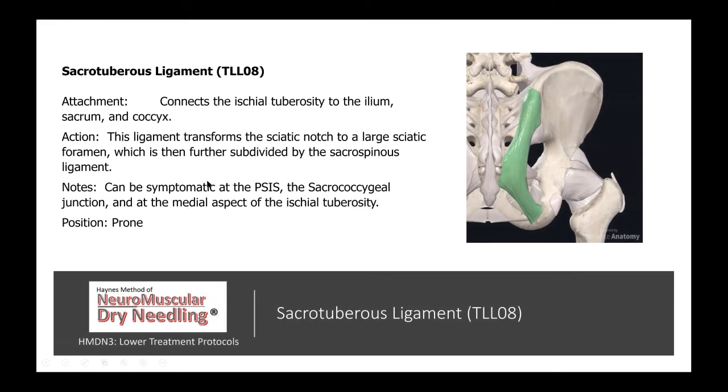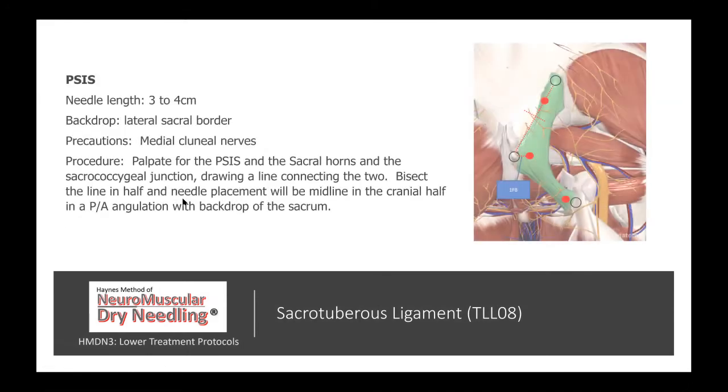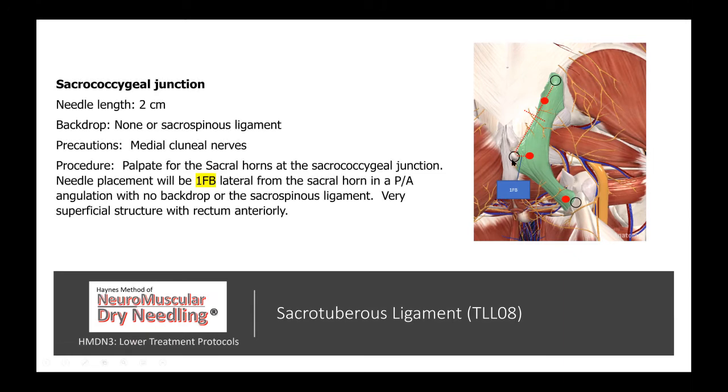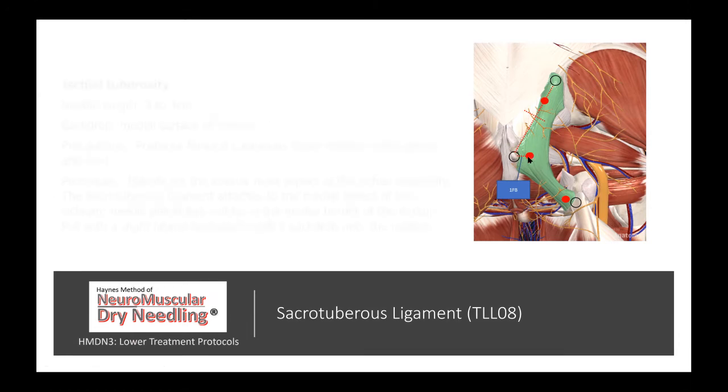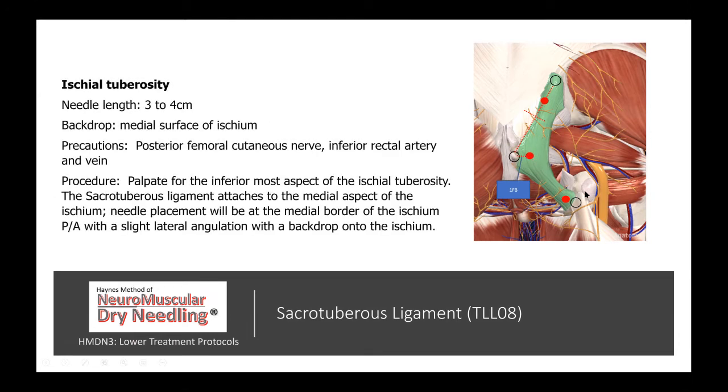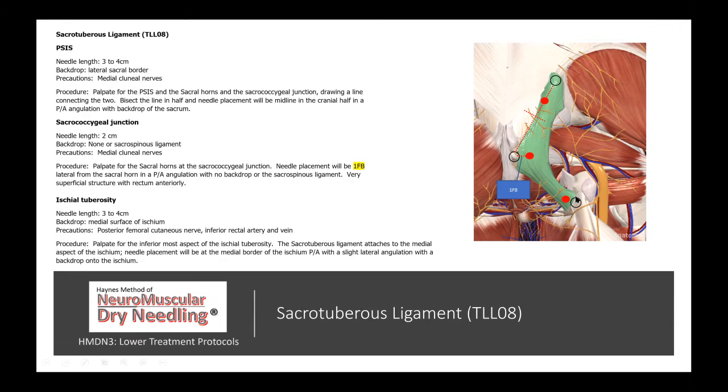And then on the back for the sacrotuberous ligament, we'll needle both at the PSIS. We'll drop down to the sacrococcygeal junction. We'll actually find the horns between. We'll look at the inferior horns to get a little bit lateral. And then on the medial aspect of the ischial tuberosity, very near where the hamstrings attach. So those are 3 different needle locations.